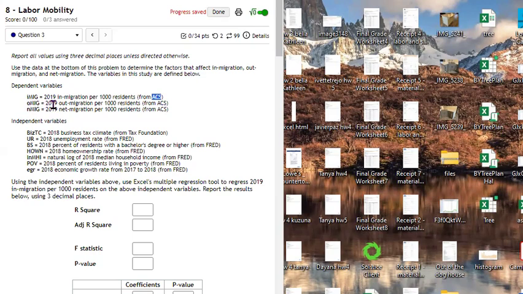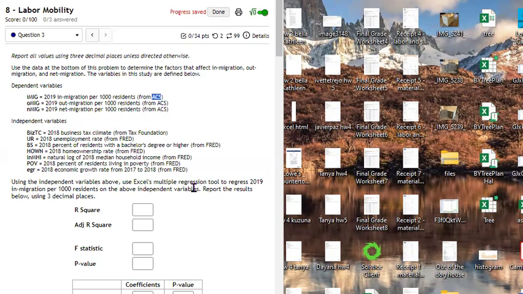Out-migration in 2019 is the number of people who moved out of a state per 1,000 residents. Net migration is the difference in these two. And our independent variables are the business tax climate, the state unemployment rate, the state share of residents who had a bachelor's degree or higher, homeownership rate, the log of the state median household income, the poverty rate, and the economic growth rate.